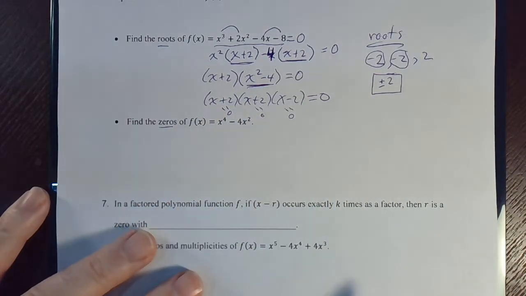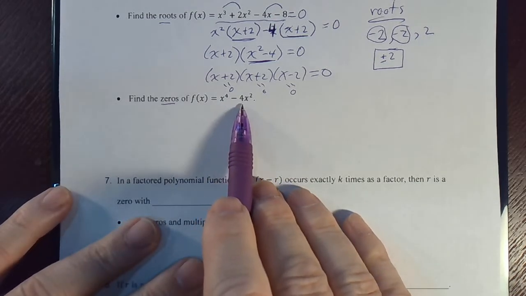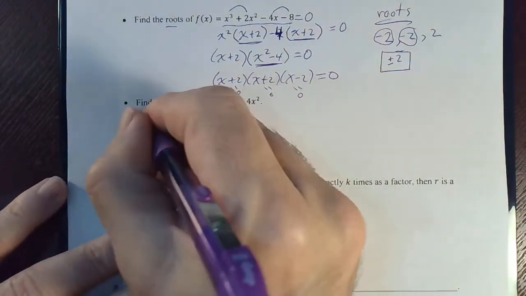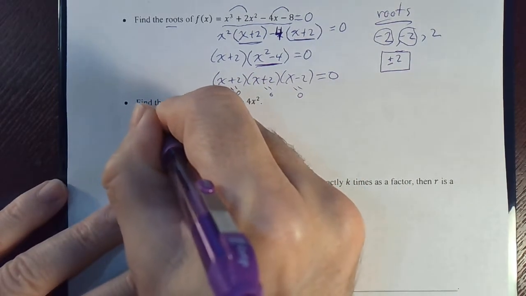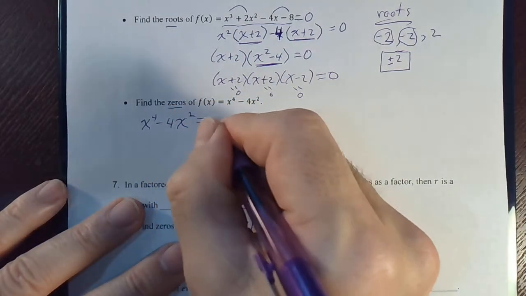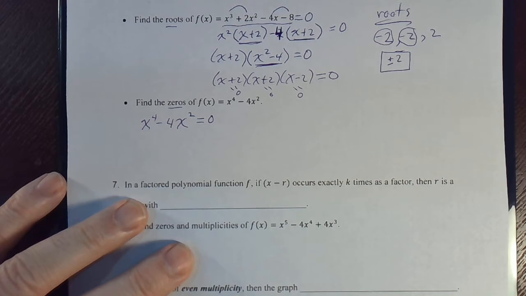Okay, let's do the next one. Find the zeros of x to the 4th minus 4x squared. So just to make sure I have enough room, I think I'm going to move over here to the left. X to the 4th minus 4x squared. And what do we have to do? We have to set that equal to 0 and factor that left-hand side.